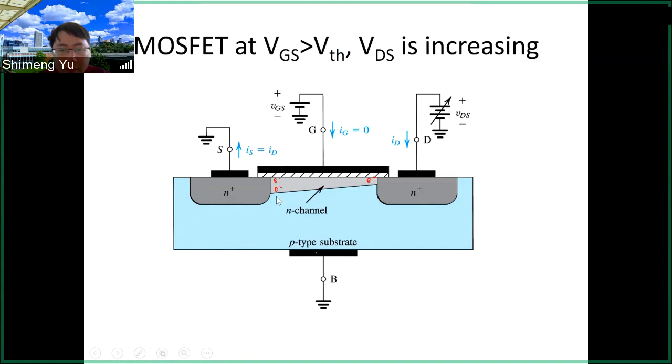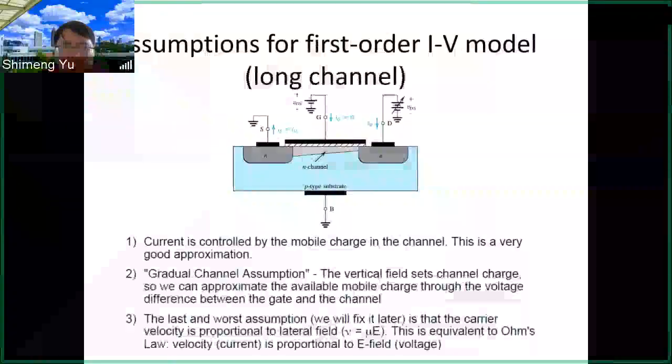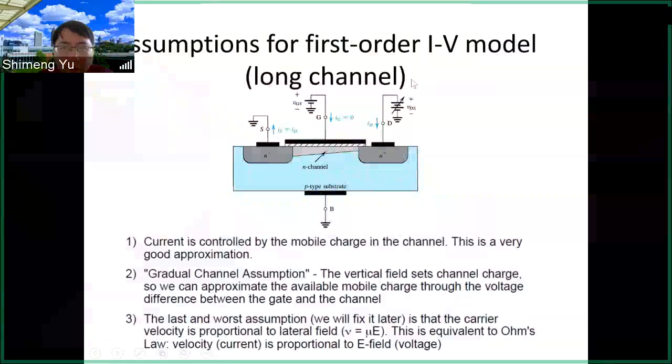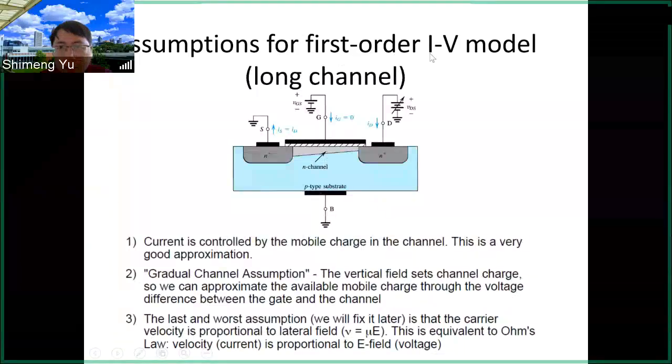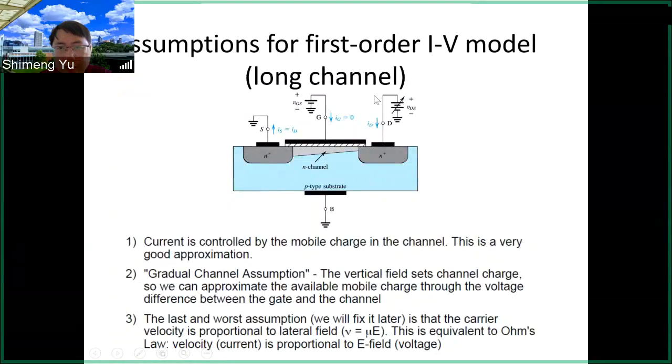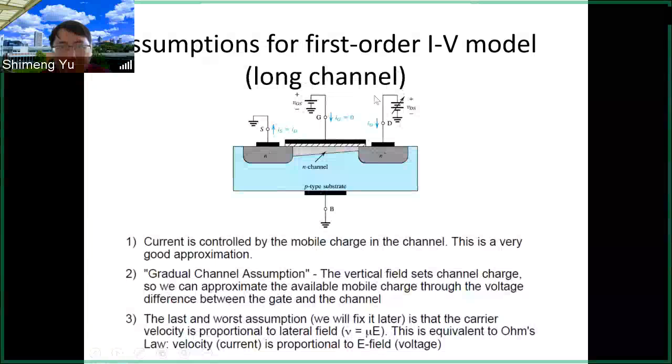So the shape of the channel will change like this. So we are going to derive the IV equation using these assumptions. This is the first order IV equation model. We have discussed that in lecture 9.